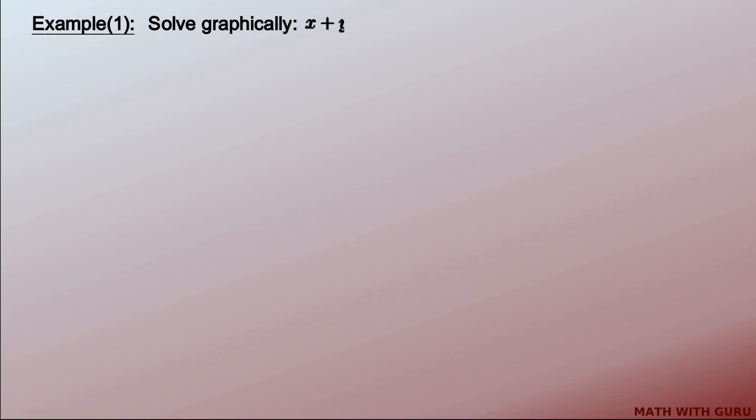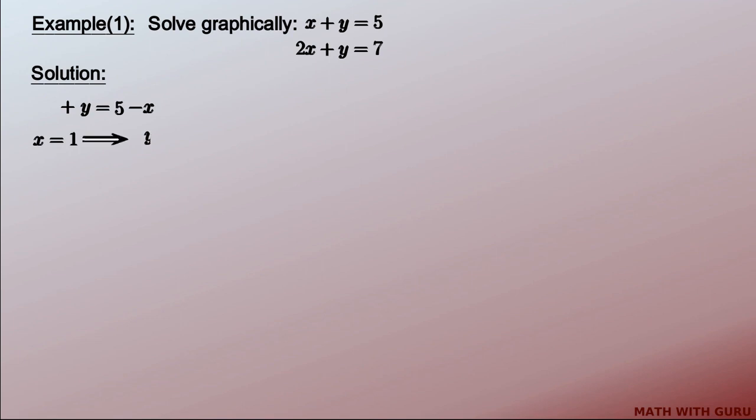Let us consider one example. Solve graphically. Here is a system of equations. x plus y equals 5. Then 2x plus y equals 7. Consider the first equation, x plus y equals 5. We need to express this in terms of y. Bring x to the right hand side. When we say x, it is positive x. Bring it to the right hand side. It becomes negative.